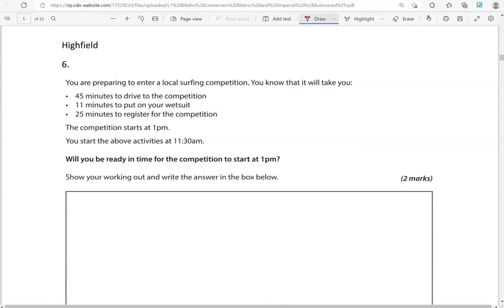You are preparing to enter a local surfing competition. You know that it will take you 45 minutes to drive to the competition, 11 minutes to put on your wetsuit, 25 minutes to register for the competition. The competition starts at 1 p.m. You start the above activities at 11:30 a.m. Will you be ready in time for the competition to start at 1 p.m? Show your working out and write the answer in the box below.